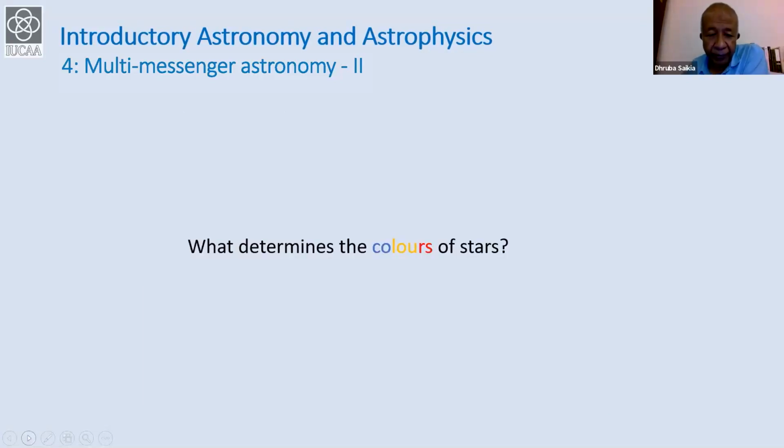Now we have introduced ourselves to clusters. We have introduced ourselves to population 1 and population 2 objects, and open clusters and globular clusters. And now we're going to have a brief look at what determines the colors of the stars. Can you give suggestions as to what would determine the colors of stars?